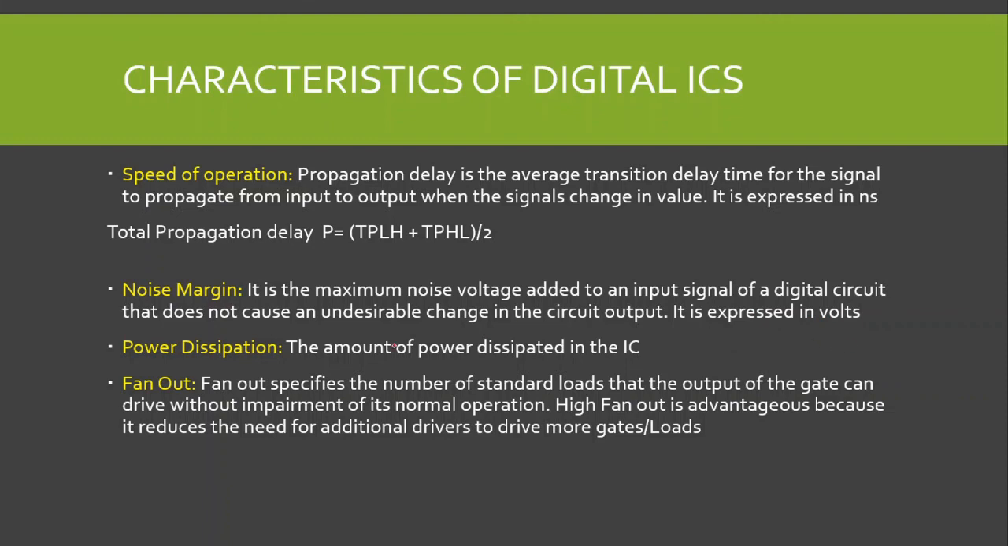Power dissipation is expressed in watts. The power dissipation is simple, that is the amount of power dissipated in the integrated circuit. Fan out specifies the number of standard loads that the output of the gate can drive without impairment of its normal operation. So high fan out is advantageous because it reduces the need for additional drivers to drive more gate loads. So fan out is actually the number of other gates that can be connected to the output of the gate. So the greater the fan out number, the better it is.